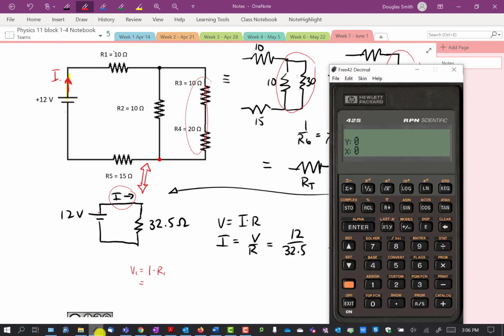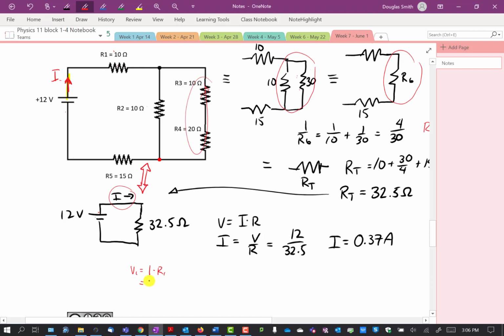Because these all have the same 12, that makes it kind of easy. 12 divided by 32.5. So V5 is that. So it's R5. I'm going to use 0.37 times 15. Let me use my calculator for that. It's a little bit of rounding, but not quite as much. So this is 3.69 volts.